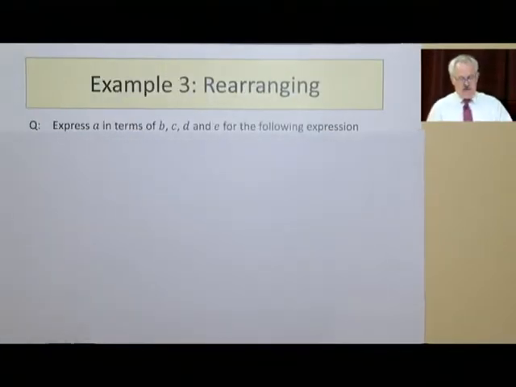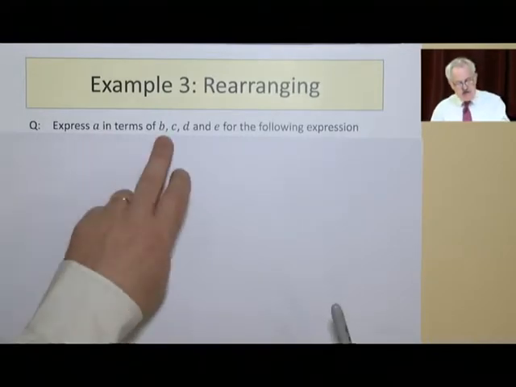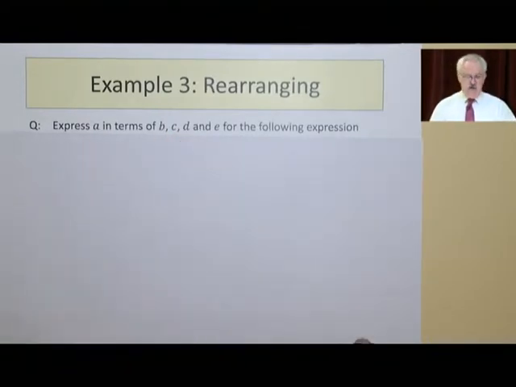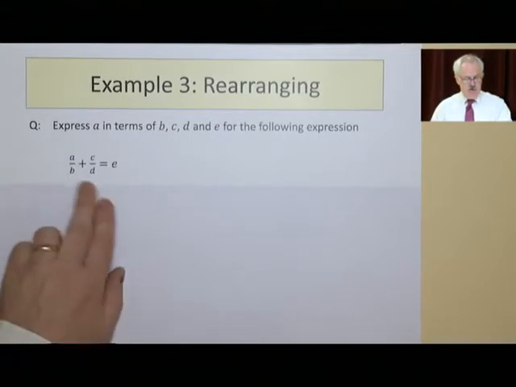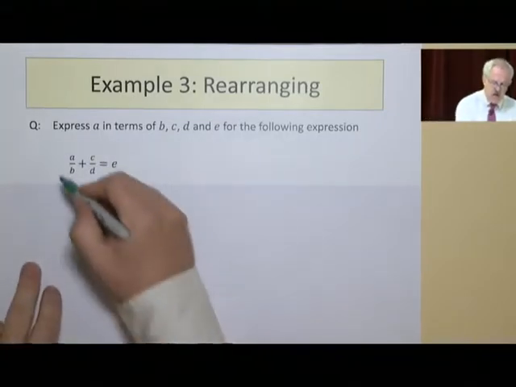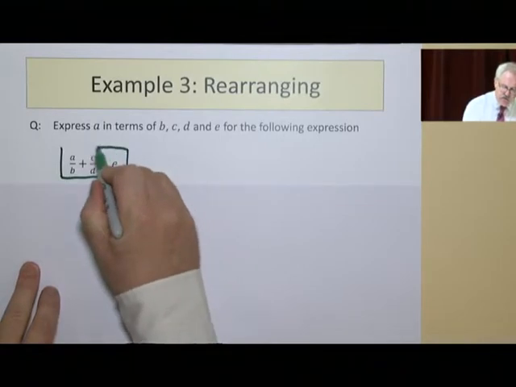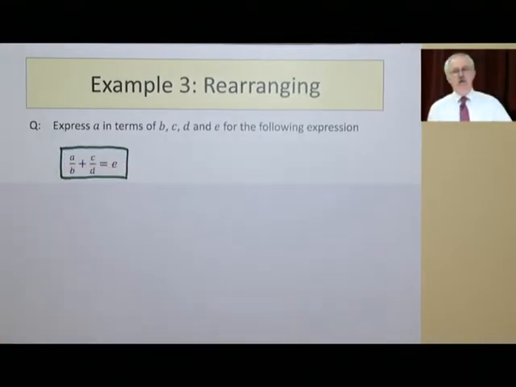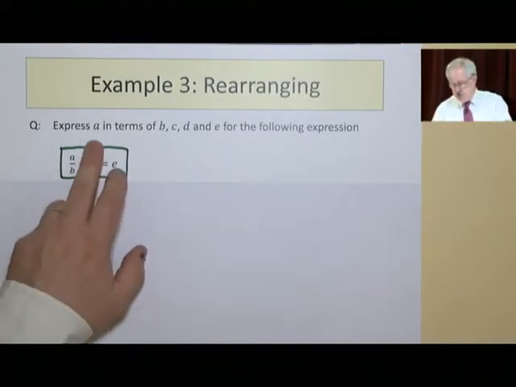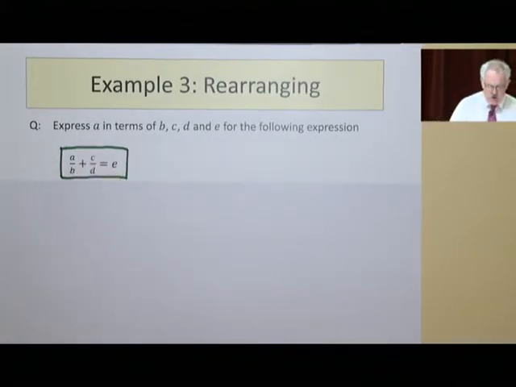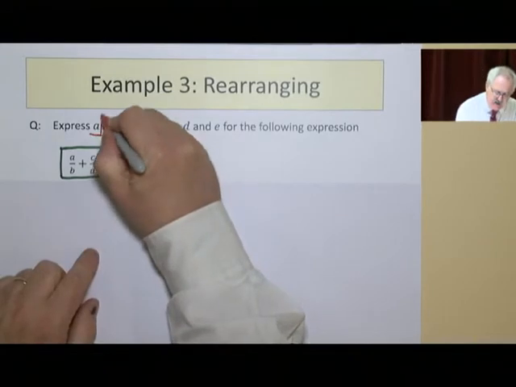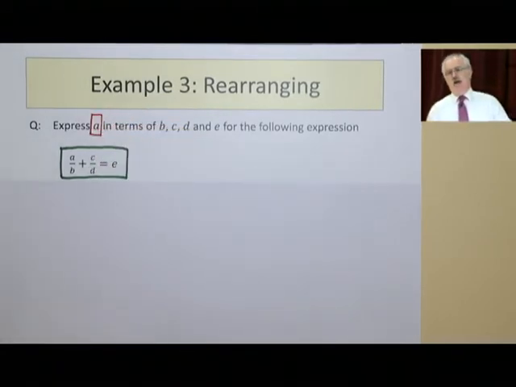Now let's step up the complexity just a little, and we'll say express A in terms of B, C, D, and E for the following expression. Now you've got a slightly longer, more complex equation like this. But you know you can do this because it's just addition, subtraction, multiplication, or whatever, one by one step substitution. The most important thing you've got to do is say, what are we looking at? Oh, we're expressing A. We want A on the left.